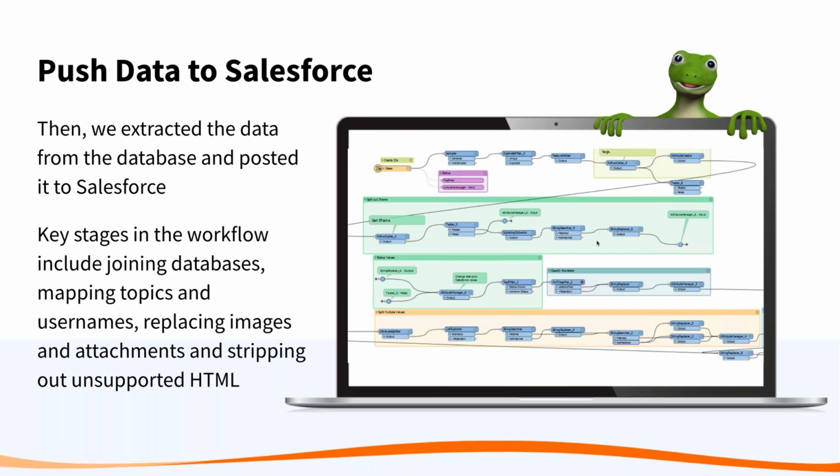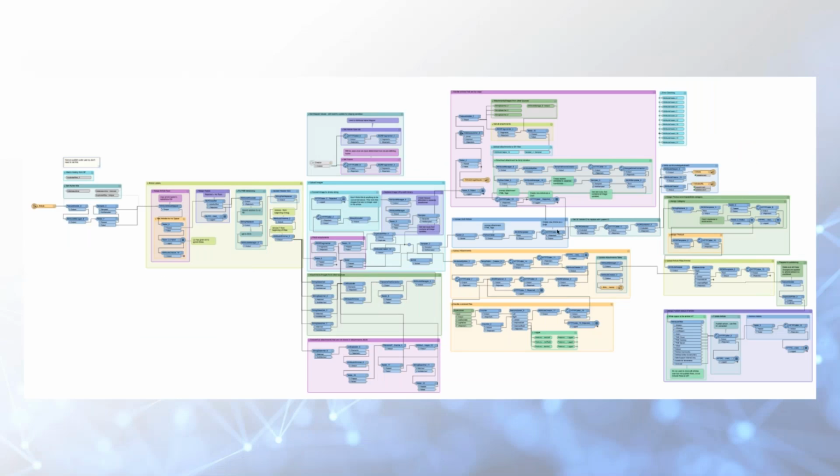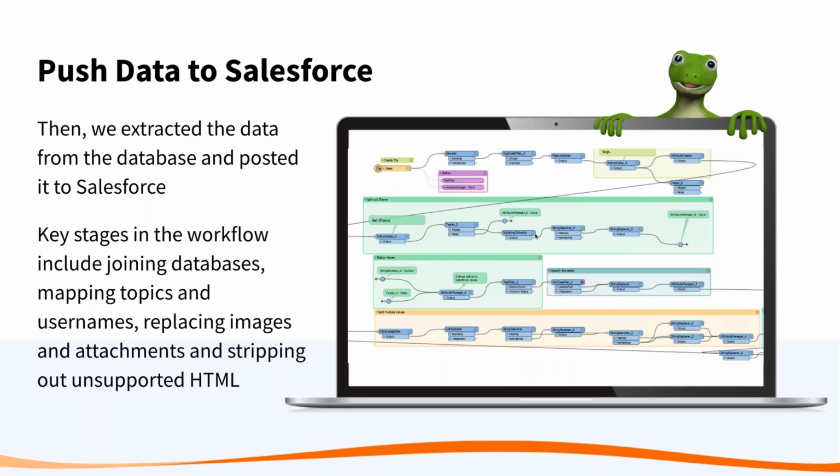As well as some key components to this would be mapping topics. Holly's talking about this, and also just joining all of our databases together because we stored our information in a lot of different database tables. Finally, I just wanted to show a picture of what one of these workspaces looked like. So as you can see, this is quite a complicated process.